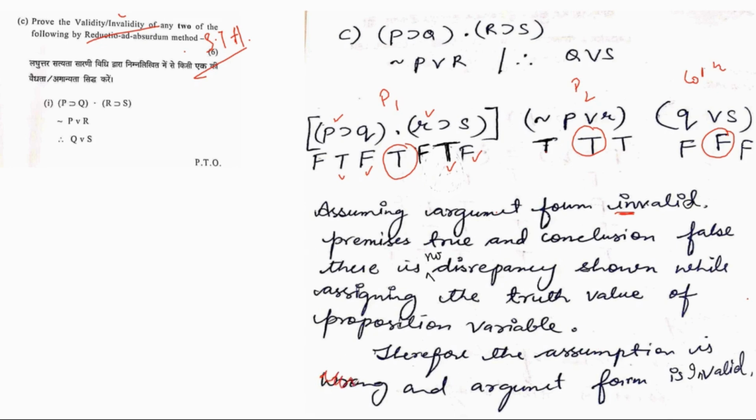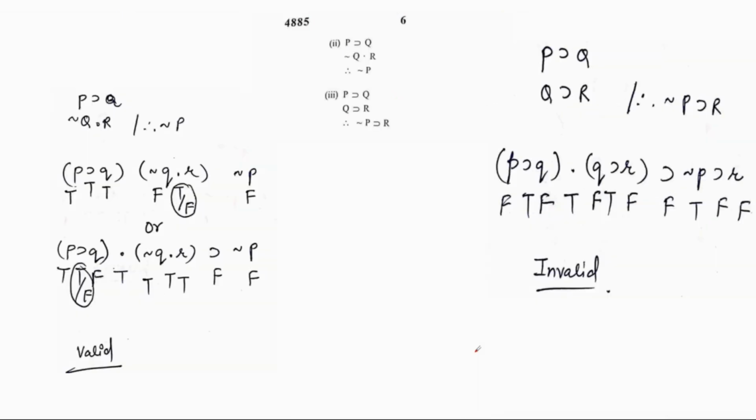So not wrong ये वाला हटा देते. Therefore the assumption is correct and the argument form is invalid. So ये wrong हटा दीजिएगा, ठीक है. So it should be invalid. Now next question उसमें भी आपको similar method से लिखना होगा, but I've just mentioned valid and invalid.